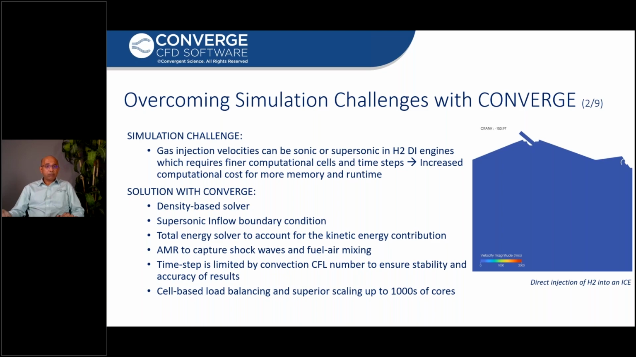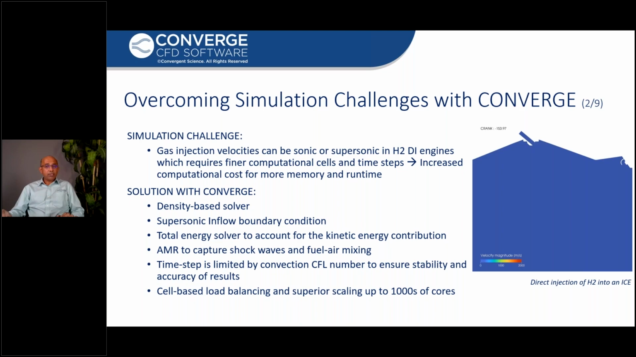CONVERGE offers several solver features like a density-based solver, supersonic inflow boundary conditions, and a total energy solver to resolve these high-speed gas jets accurately. CONVERGE's adaptive mesh refinement, or AMR, can be useful in using finer meshes at areas of high velocity gradients to capture shock waves and resolve shear layer mixing. AMR also coarsens the mesh where the gradients are low, thereby reducing the cell count.